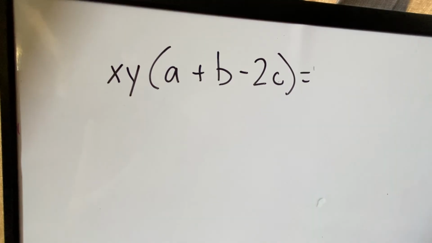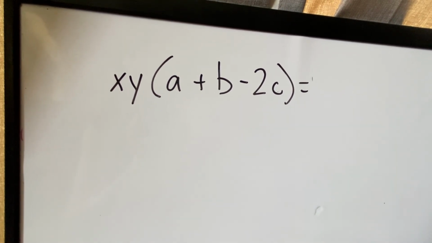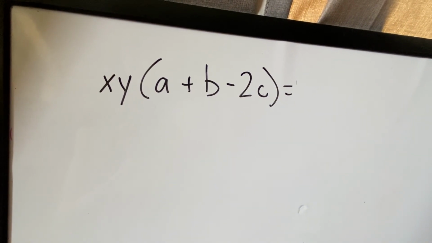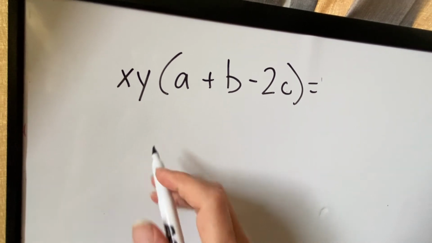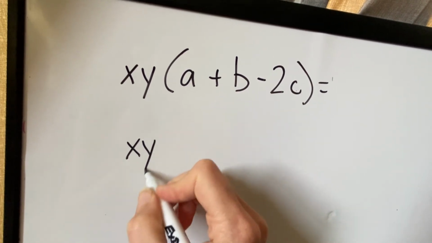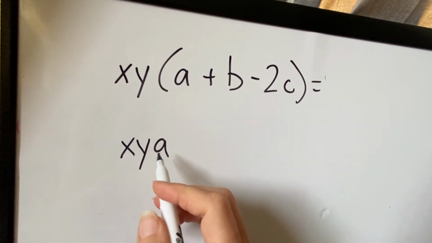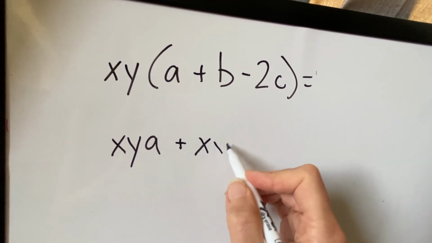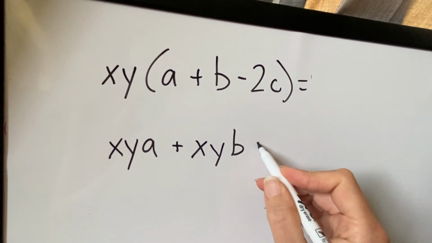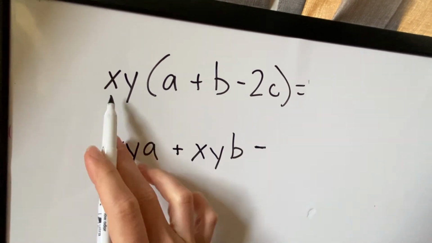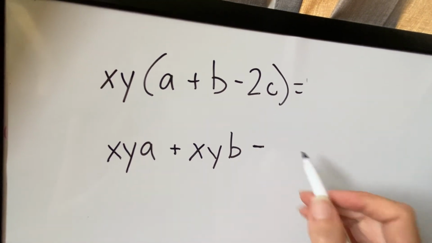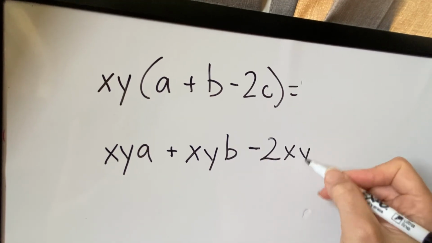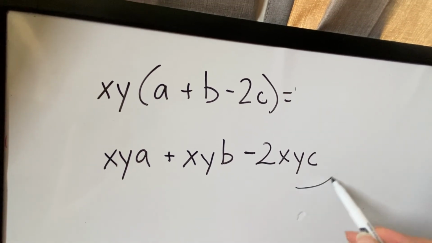Okay, one last example, letter F, page 77. We're going to distribute the xy through our parentheses. So that's xy times a. So this is like saying x times y times a. Then we're going to do here x times y times b. I'm going to keep my minus sign because a negative times a positive is negative. So we've got a 2. And then we've got x, y, and c. Okay, so this is my answer.